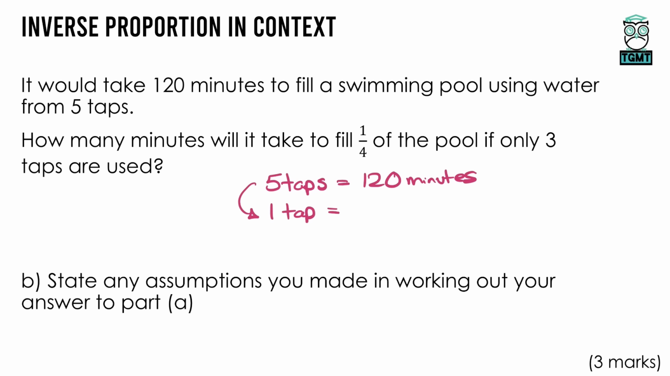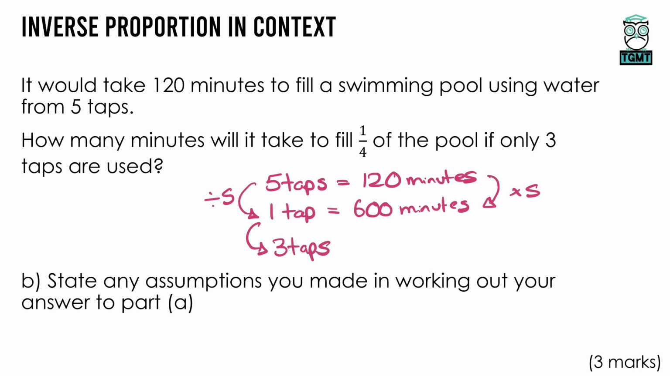So if we're going down to one tap, we actually just do the opposite of what we normally would. So here, where we're dividing by 5, on the opposite side here, we need to multiply by 5. So 120 multiplied by 5 would give us 600 minutes. So with inverse proportion, whatever we do on the left, we're going to do the opposite on the right. Now the whole point of this is we want to know what 3 taps are going to take.